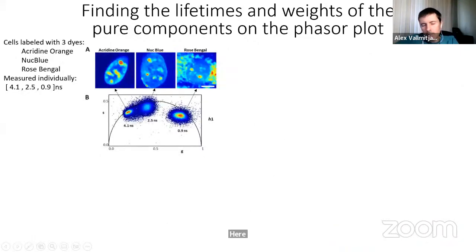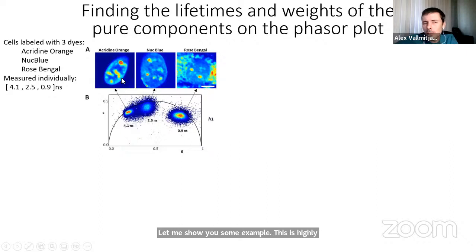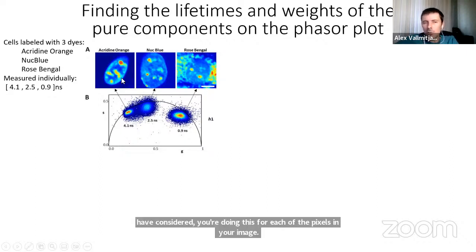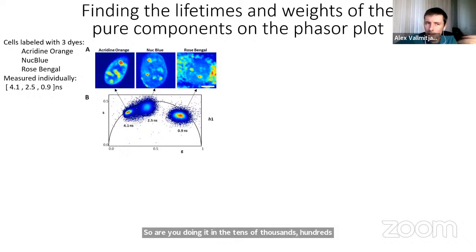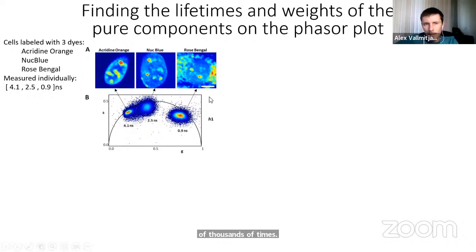Let me show you some example. This is highly computational weight. If you want to consider you're doing this for each of the pixels in your image. So you're doing it in the tens of thousands, hundreds of thousands of times. You're doing this minimization problem. But nevertheless, we did succeed in doing this method here.